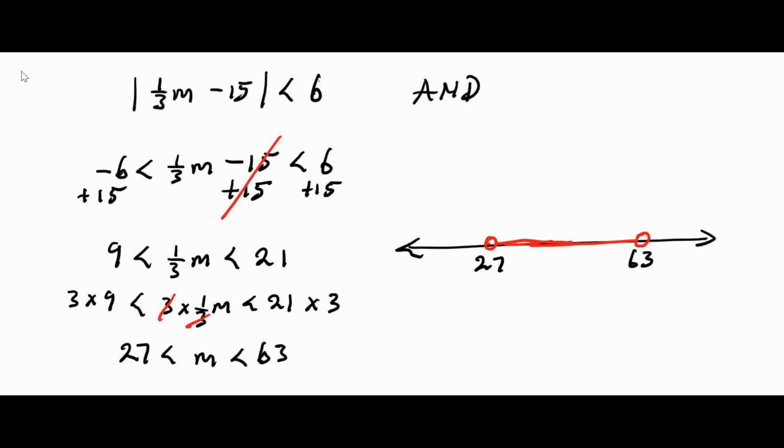All right, let's move on to the next question. Question 3. If we have the absolute value of 4y minus 9 greater than or equals to 7, you can see that this is less than or equals to. Therefore, we are going to make use of and.